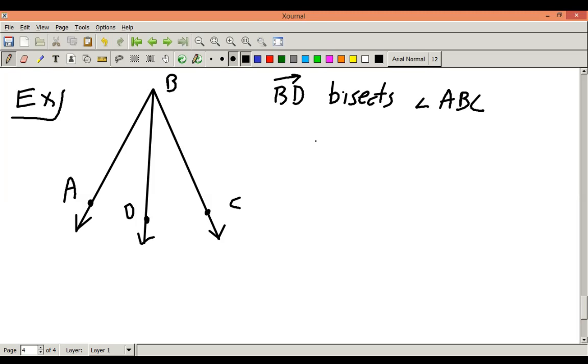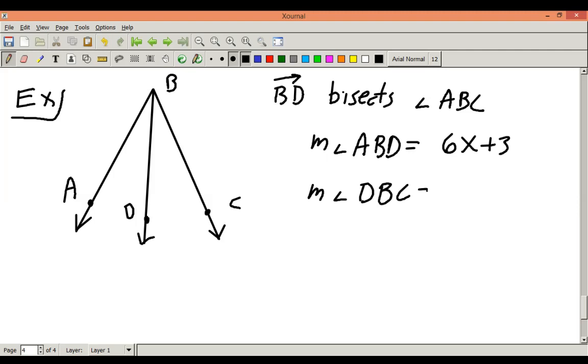And let's say we're given that the measure of angle ABD equals 6x plus 3. That'll be in degrees because we're talking about angles. And we're also given that the measure of angle DBC equals 8x minus 7. Again, that's going to be in degrees. And we are asked to find the measure of angle ABD.